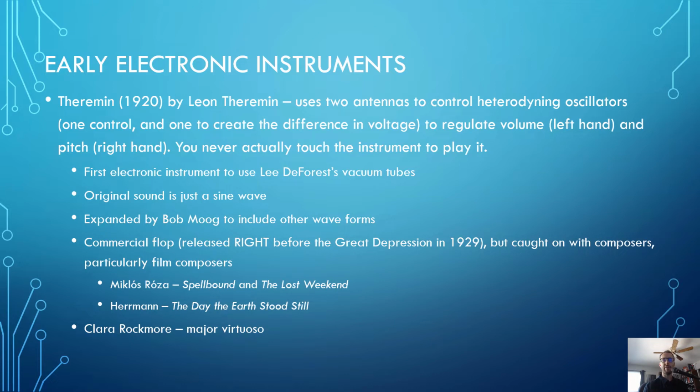Theremin's goal was to have a theremin in every home, but his timing was not great. While it was originally created in the 1920s and he was going around touring in the US and presenting demonstrations and concerts, it was commercially released right before the Great Depression in 1929. Bad timing. But it caught on with composers, especially in film composing. Miklos Rozsa's scores for Spellbound and The Lost Weekend feature it notably, as does Bernard Herrmann's score for the sci-fi classic The Day the Earth Stood Still.